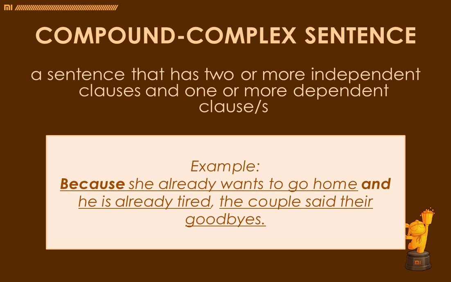In here, the word "because" introduced the first dependent clause of the sentence. Because she already wants to go home. After the first dependent clause, we saw the coordinating conjunction "and." This signals the first independent clause in the sentence, which is "he is already tired." And as we can remember, if the first clause to be introduced in the sentence is a dependent clause, the clause after the comma is sure to be an independent clause. Therefore, "the couple said their goodbyes" is our second independent clause.